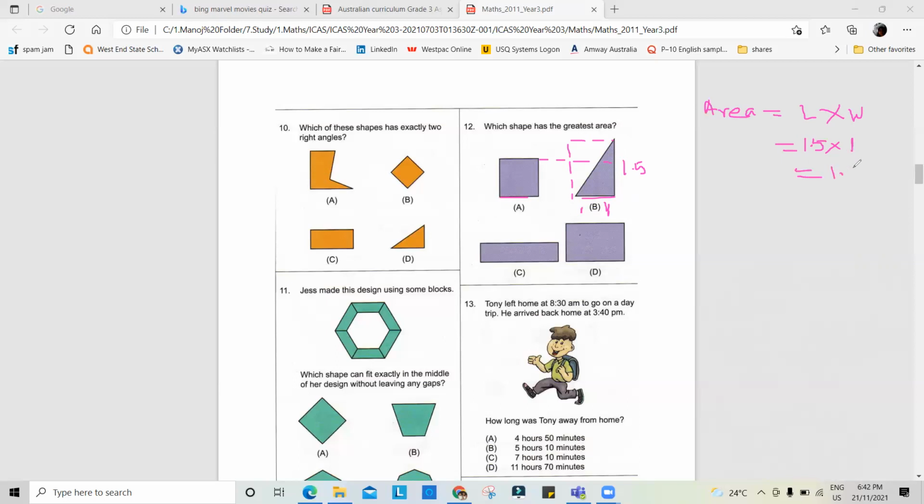That is 1.5 centimeter squared for this whole rectangle. Then how much do we want? Half, right? Yeah. Then we divide by 2. 1.5 divided by 2 for this shape, right? That is B. Answer B, area is 1.5 divided by 2, which is 0.75.